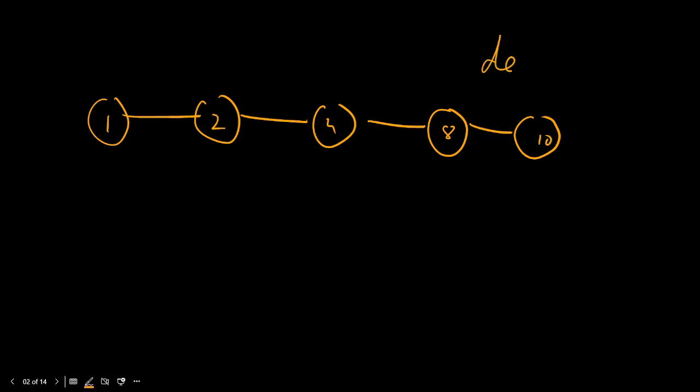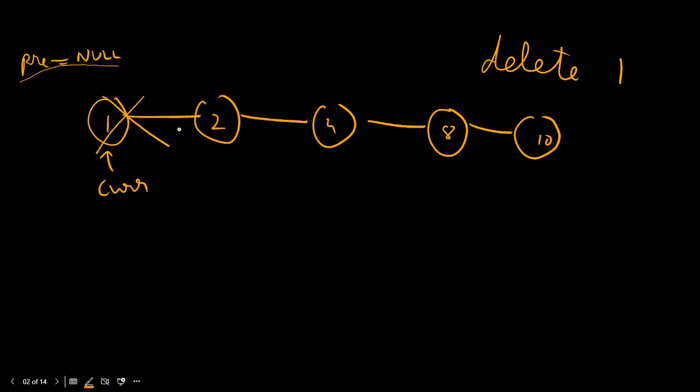So let us assume we have to delete 1. If we have to delete 1, my pre is going to be pointing to null and my cur is going to be pointing to 1. So what do I need to do? Because my pre is null, I know that I have to delete at the head. So what do I need to do now? If I delete 1, this is going to be my new list.